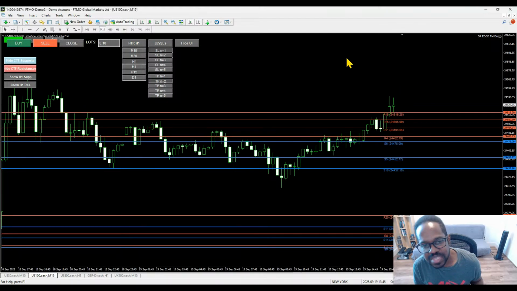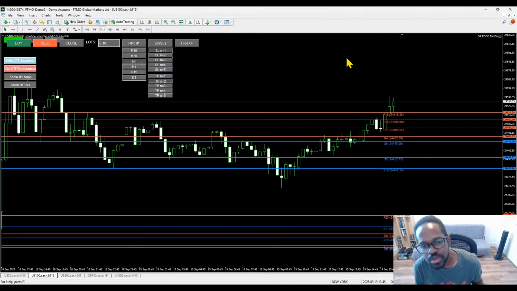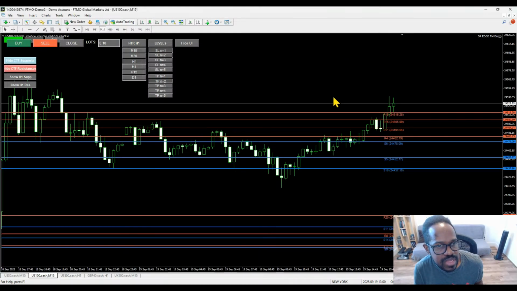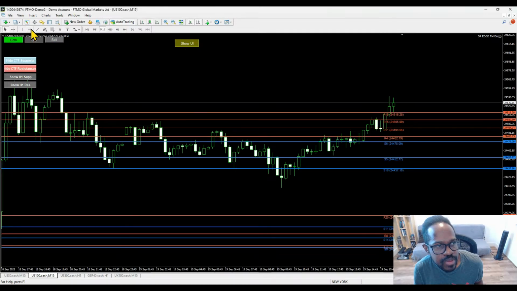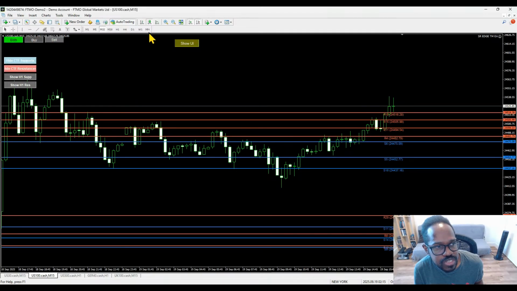Depending on whether there's a level, you may see it or you may not see it. So that can change for sure. And you also have the option to remove all of those options here.